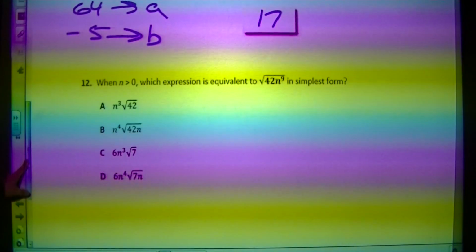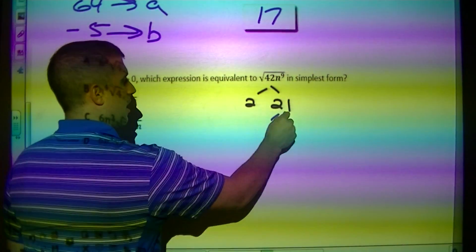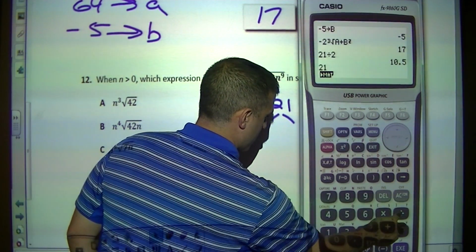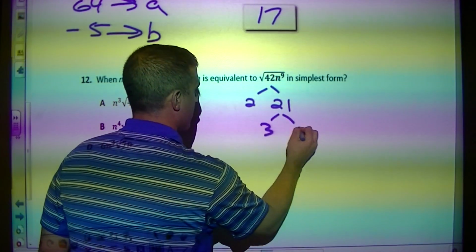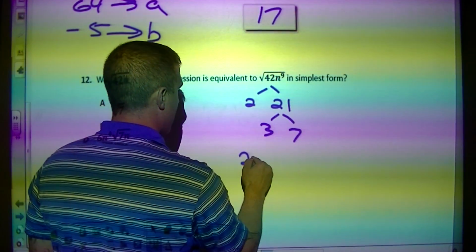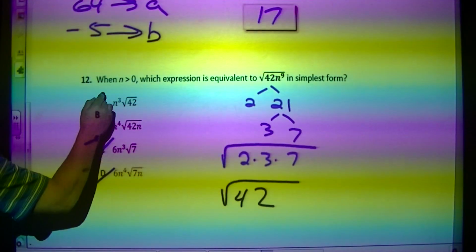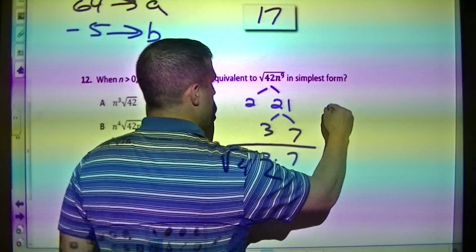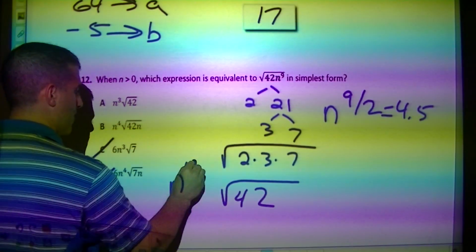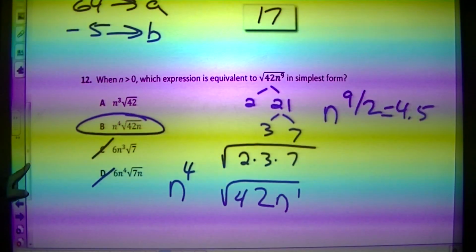Which of the following is equivalent to that form? So what I'm going to do is break down that. That's 2 and 21. 21 can't be divided by 2, so I got to divide it by 3. Yep, so 3 and 7. Now, are there any pairs there? No. So all of that stuff is going to be on the inside, which would still be 42. So I can cross off all of those. To get the n, 9 divided by 2 is 4.5. So that tells me n to the 4 on the outside, n to the first on the inside, which would be letter B, because I got that decimal.